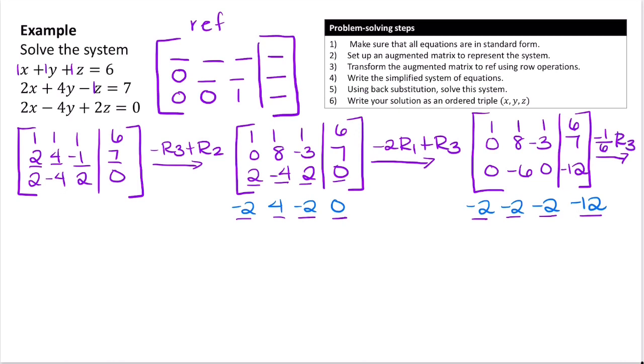And so negative 1/6 row 3 is going to transform this matrix, and it's going to turn into, let's see, we have 1, 1, 1, 6, and we have 0, 8, negative 3, 7, and then we have 0, right? 0 times negative 1/6 is still 0. Negative 6 times negative 1/6 will become 1. 0 again, and then we have negative 12 times negative 1/6, which is going to give us positive 2.